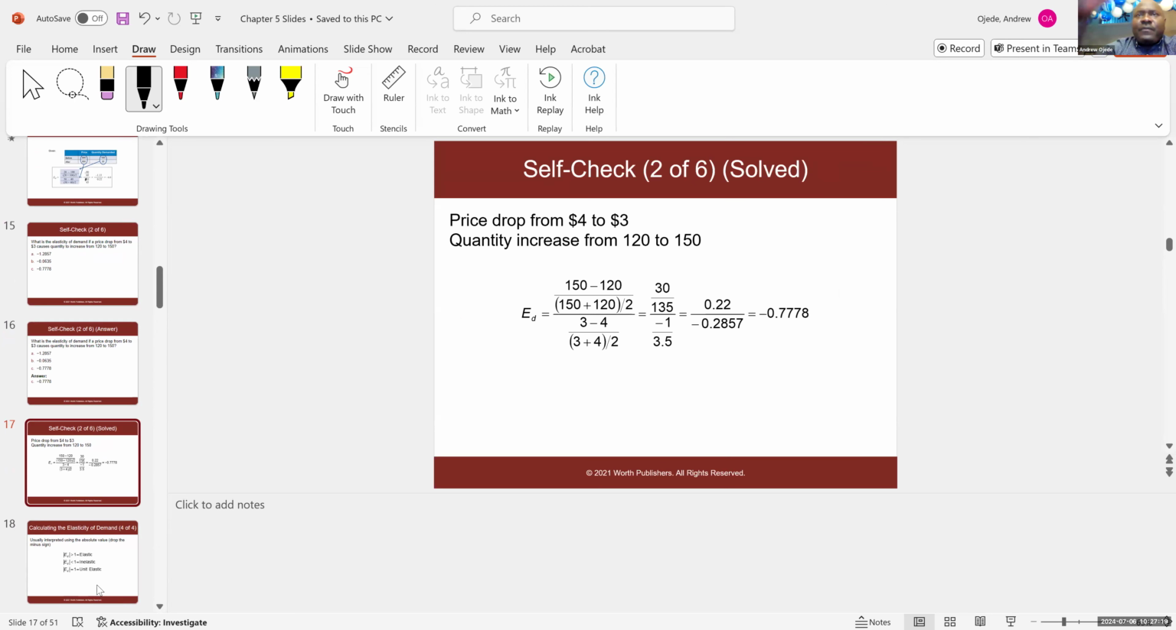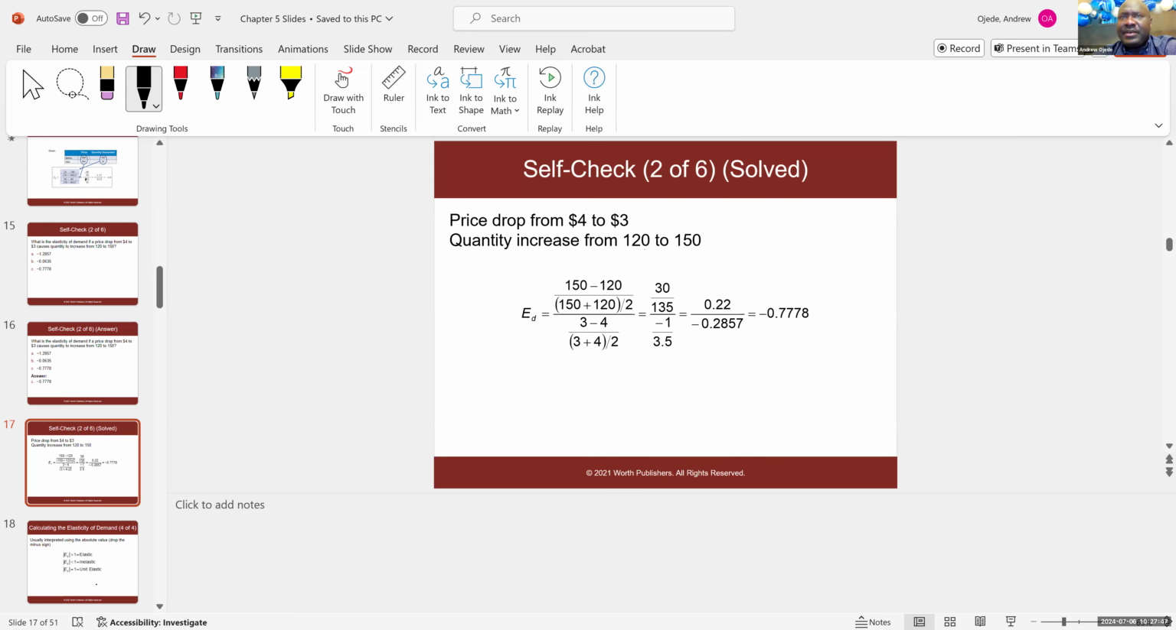So the price dropped from $4 to $3. Quantity increased from 120 to 150. You can see using the midpoint formula, you're going to take the change in quantity. Quantity went from 120 to 150, so 150 minus 120 divided by the average of the two quantities, 150 plus 120, divided by 2. That's the average. Now we're going to divide that again by the change in price. Price went from 4 to 3, so 3 minus 4, divided by the average of those two prices.